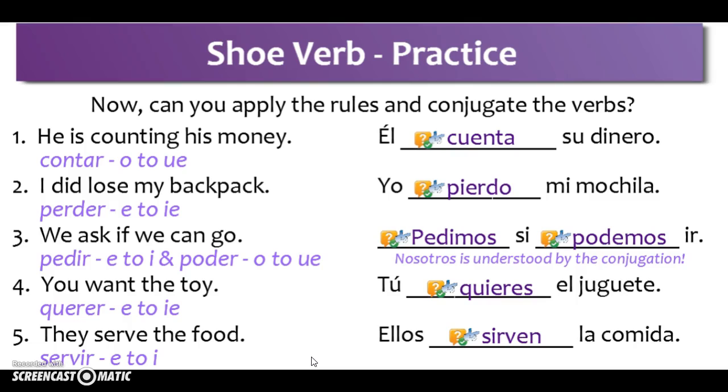Pedimos and podemos did not change their stem and followed the conjugation pattern for nosotros, differentiated between an IR verb and an ER verb with no stem.